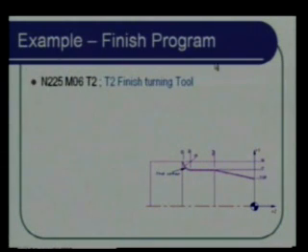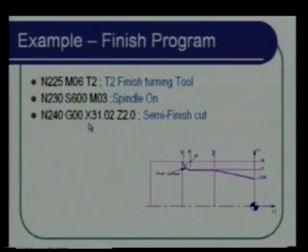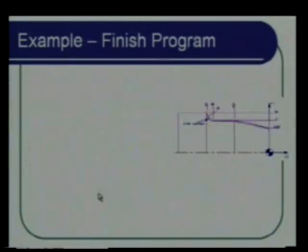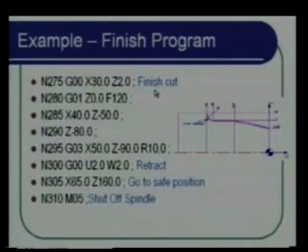So finish program, change the tool if you want to change. Then what you will be doing is spindle on, specify whatever is the speed that you want, then semi-finish cut. So you just simply go through all these coordinates. And then again with the same tool you can attempt the finish cut. And once it is done, you retract to the safe position and stop the spindle and then end of the program. So when you simulate the semi-finish, that's the shape that you should be able to get.